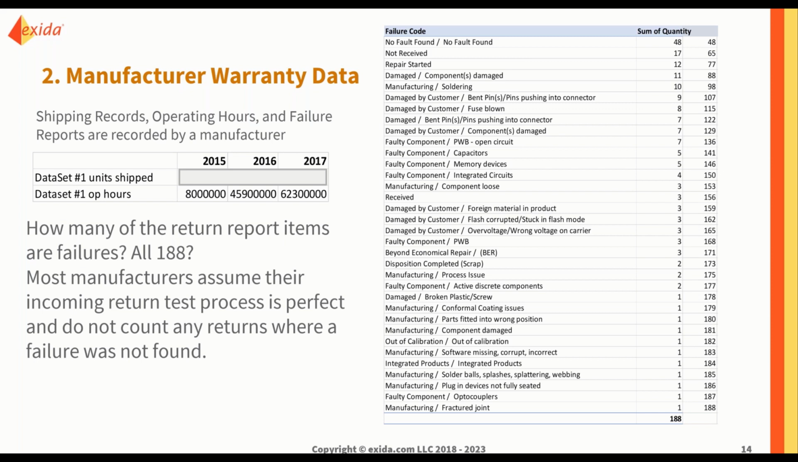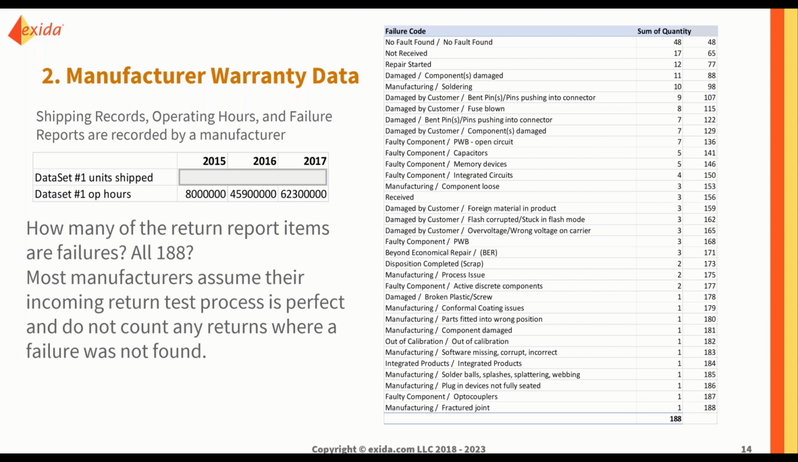Now, this is a sanitized set of real failure rate data on an electronic assembly. I see over a 3-year period, they had 188 failures. And you can see that they have a pretty large quantity of operating hours. Well, do we use 188 as the number? Most manufacturers say, no, no, no. I was taught never to use that number when I worked for a manufacturer.